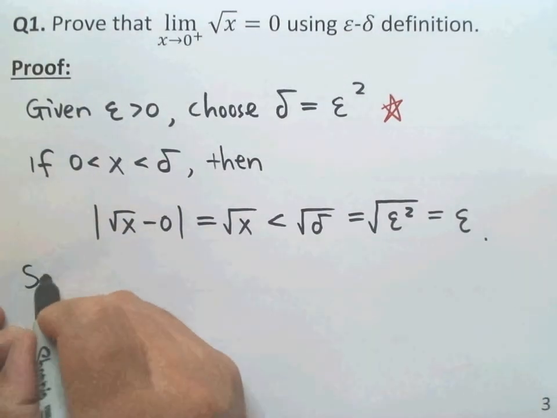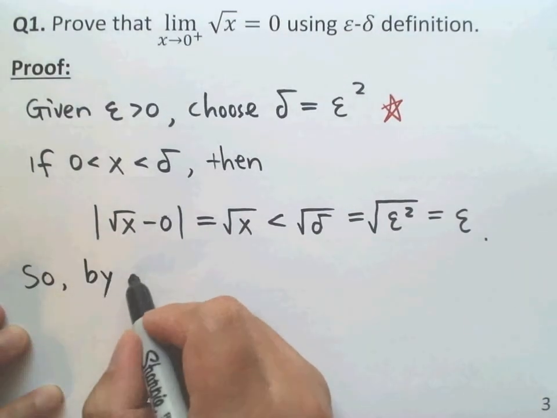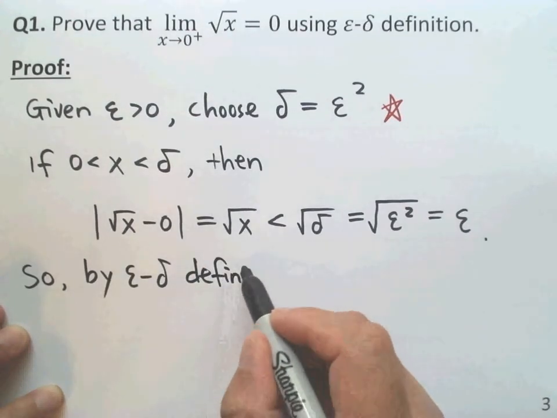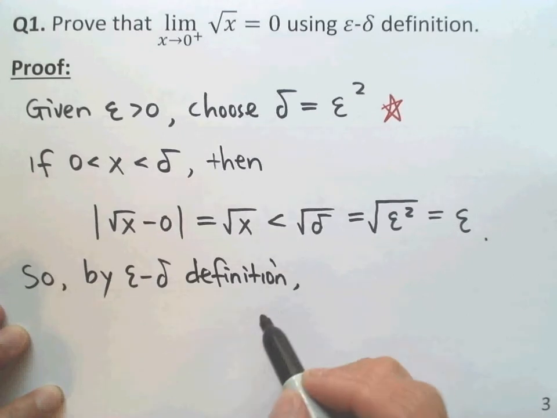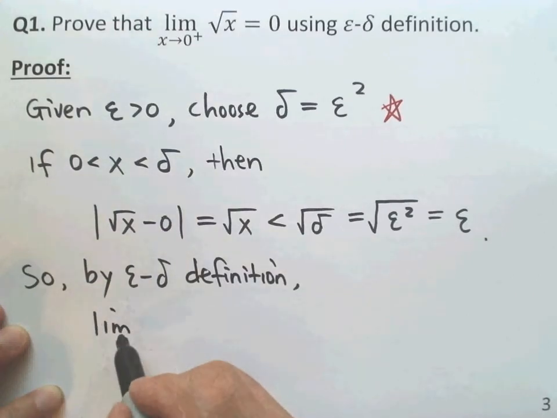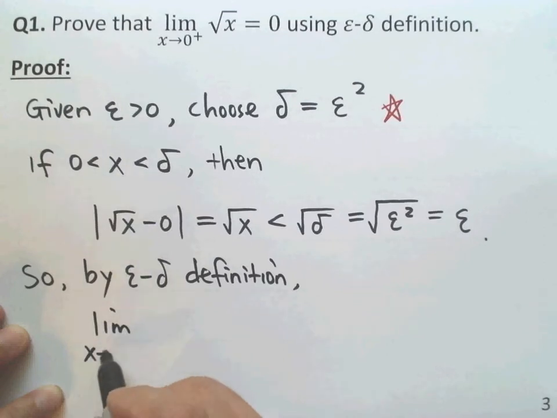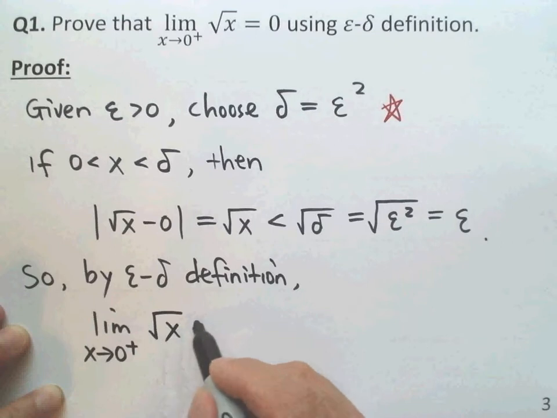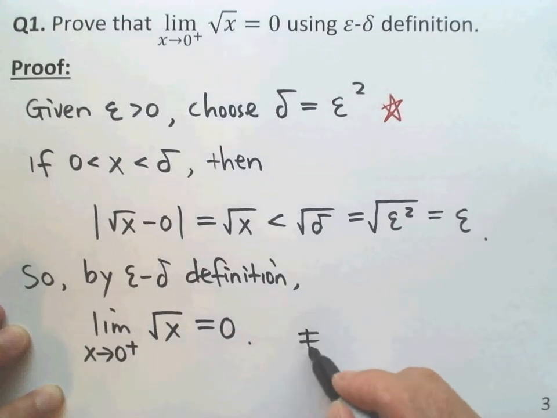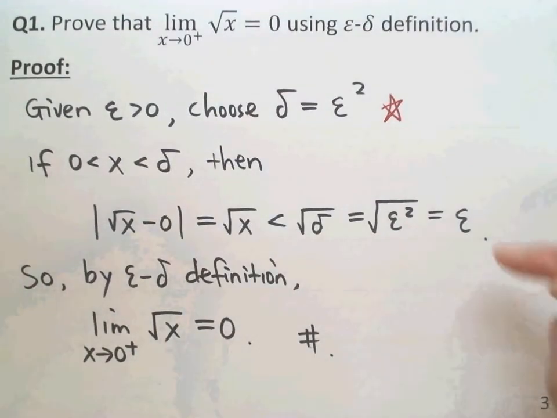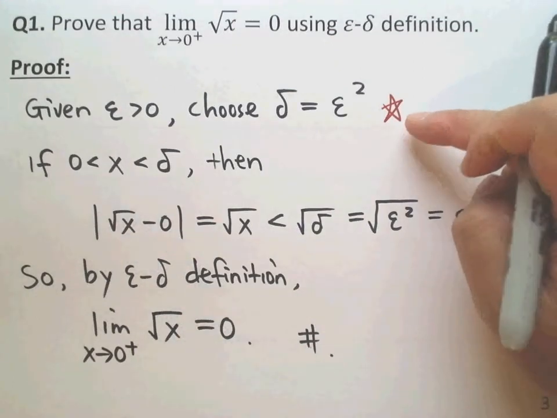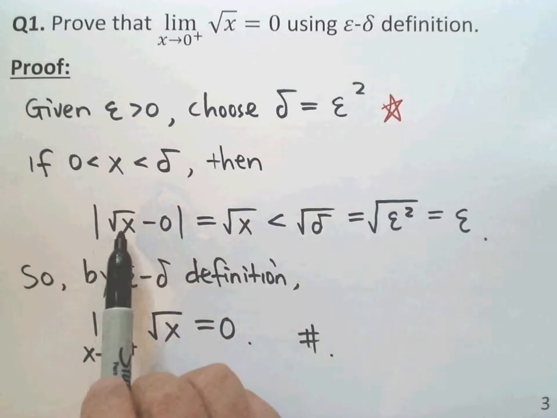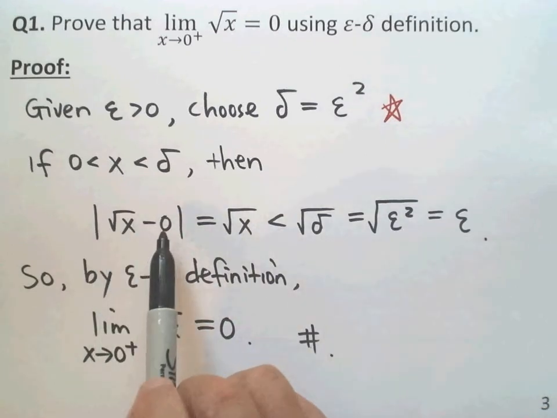So we can make a conclusion. By the epsilon delta definition, we have the right-sided limit, the right-handed limit, of the function equals 0. That's the proof, right? See, all we need to do is find out what delta you need to choose. And from this statement we can see f is arbitrarily close to 0, right?